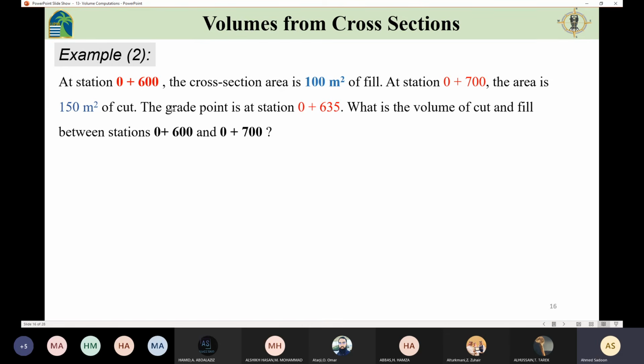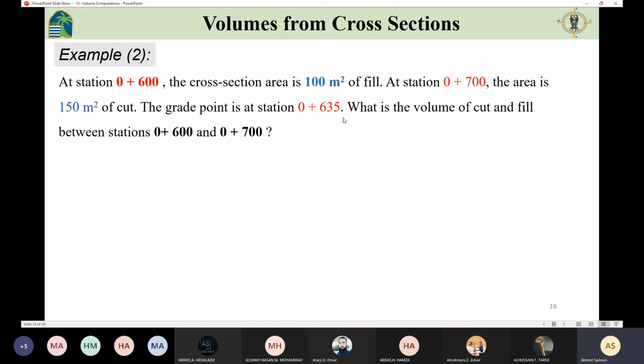But we need to know that at the grade point, the fill is over, which means that the cross section at that point is going to be 0, because at the grade point we don't have either fill or cut. So in order to determine the fill for the first part, I'm going to start here and finish here, but the area at this station is going to be 0.